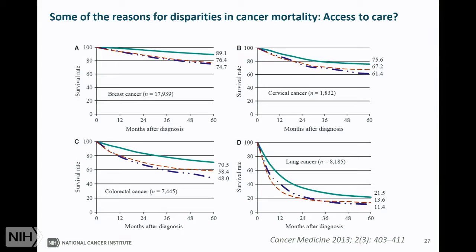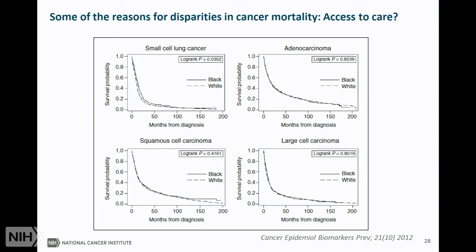This slide brings it home a little bit more as well. This is just looking at lung cancer. This is looking at survival disparities between African Americans and European Americans in an equal access to care setting. In fact, this study was done just across the street at the Walter Reed Medical Center. And what it very clearly shows is that in this context, if everybody has the same access to care, there are no differences in survival. And it's a very clear, and I think unequivocal, message.